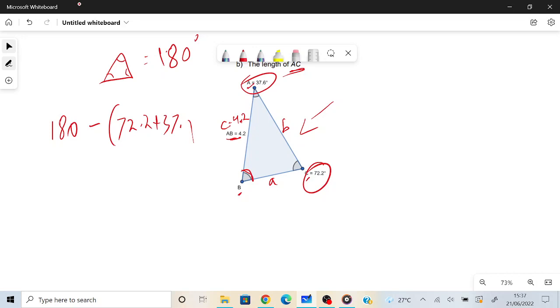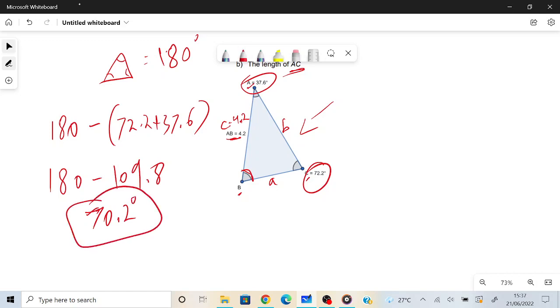72.2 plus 37.6. This becomes 180 minus 109.8, and doing that, you get 70.2 degrees. So basically, this is our big B. Our big B is 70.2.